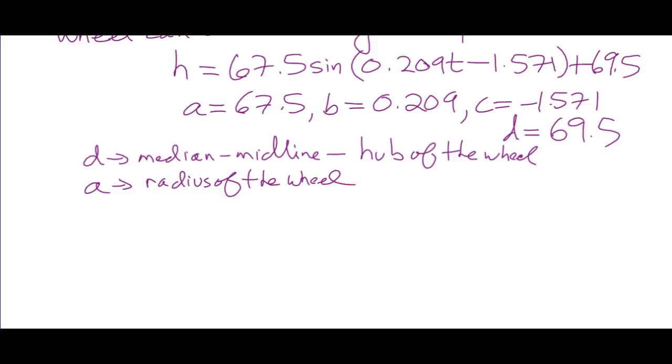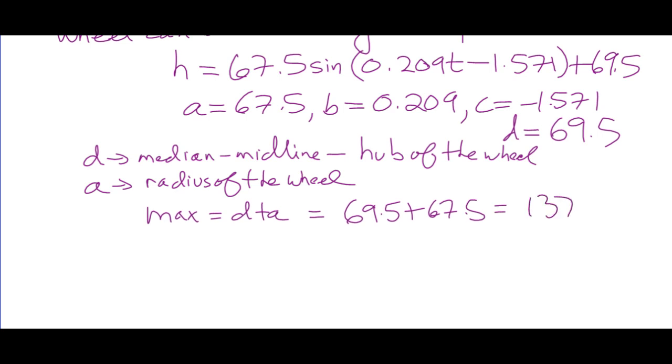Okay, so A is the radius of the wheel. From that, we can get the maximum, which is D plus A, which is 69.5 plus 67.5, which say it was 135 or something, 137. Okay, and it's actually in meters, right? So there should be meters on there. We should have put hours on the stuff in Montreal, hours and days.